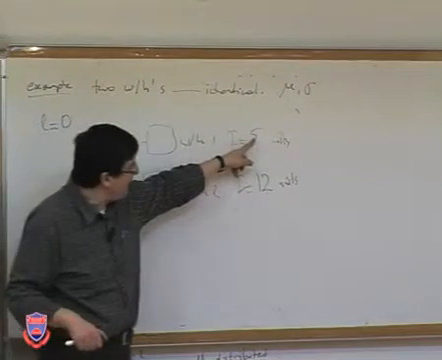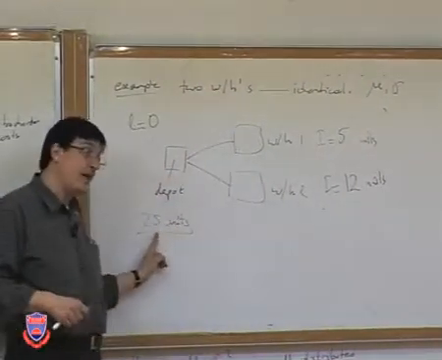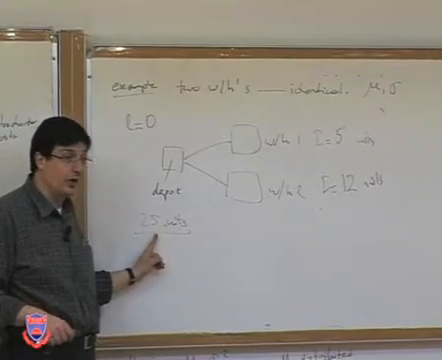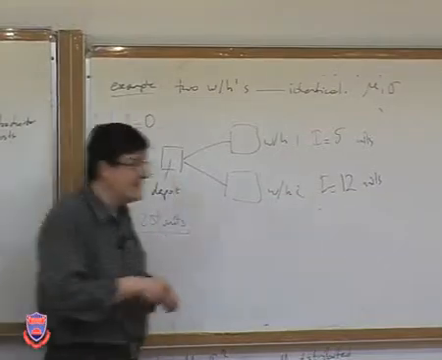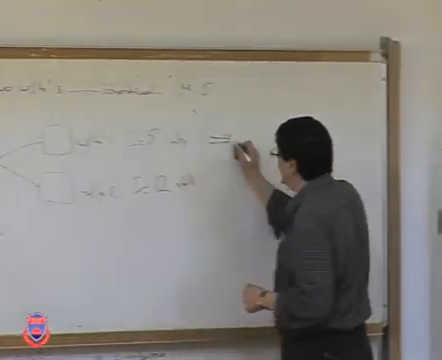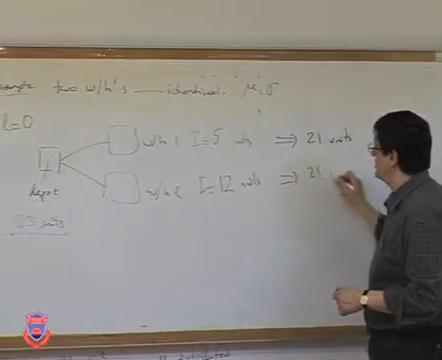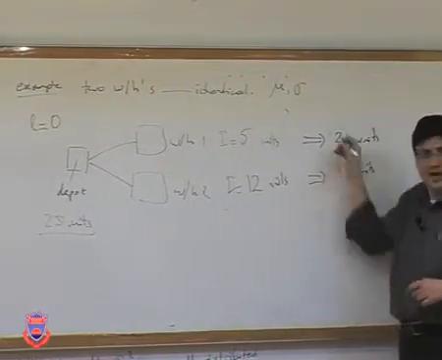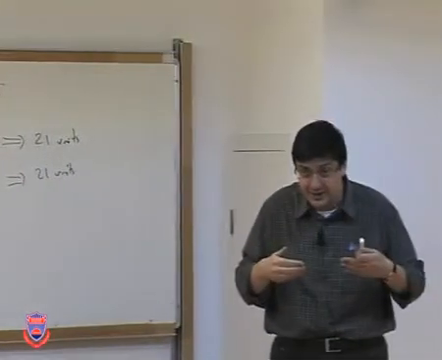We already have 5 here, 12 here, 17. And we have 25 more waiting at the crossdock. In total, how many do we have? 42. So as a result, I want to end up with 21 units here and 21 units here. Now, why do I need to have 21? Because my cost is identical.